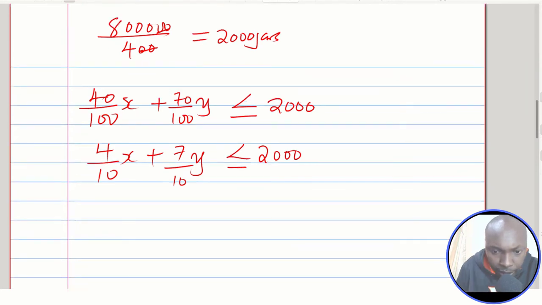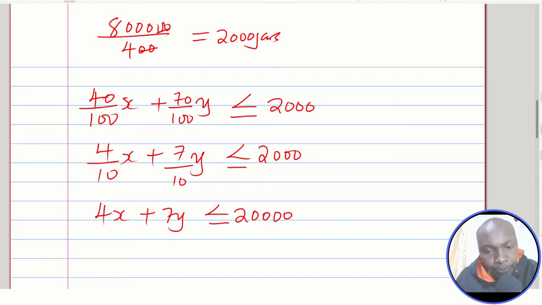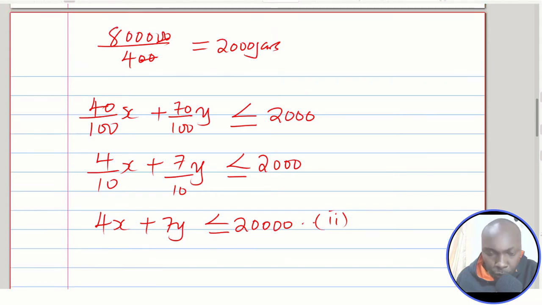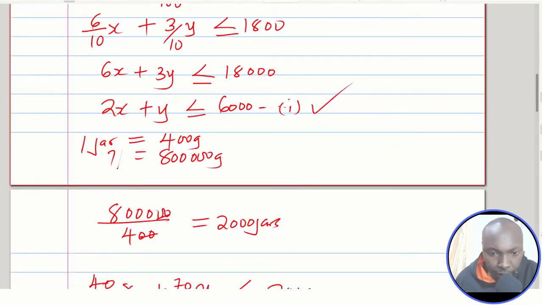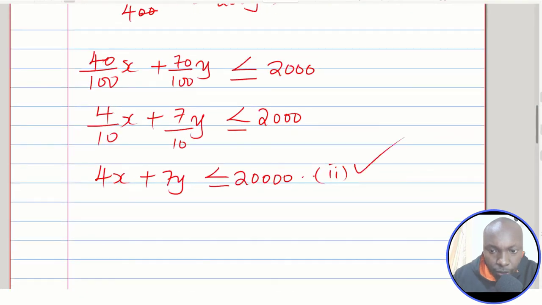Multiplying everything by 10 to get rid of this denominator, you get 4x plus 7y is less than or equal to 20,000. We just multiplied each term by 10 to get rid of the denominator, and this gives the second inequality. So now we have two inequalities. The first one is here and the second one is here. Those are the two inequalities.